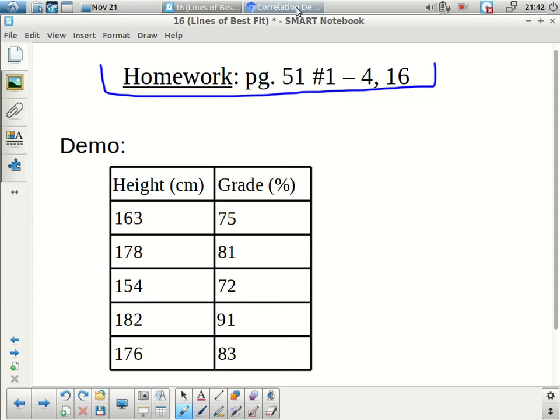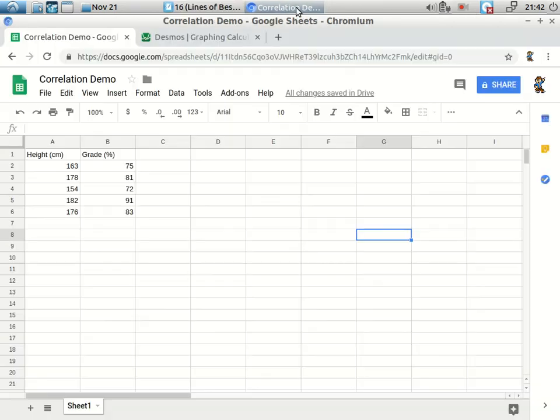I'm going to go into Google Sheets first. I've already preloaded the data here. My first column was my height, second column was my grade. To get the value of R and R squared, I'm going to highlight my data, and I'm going to make a chart.